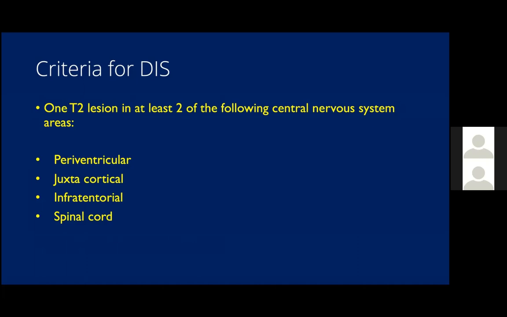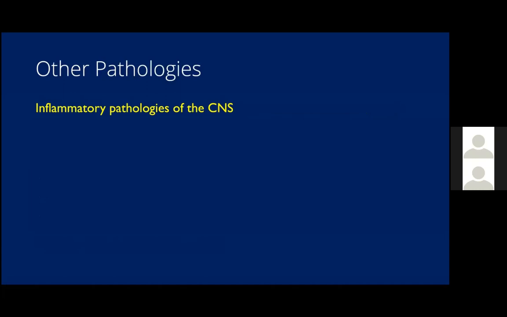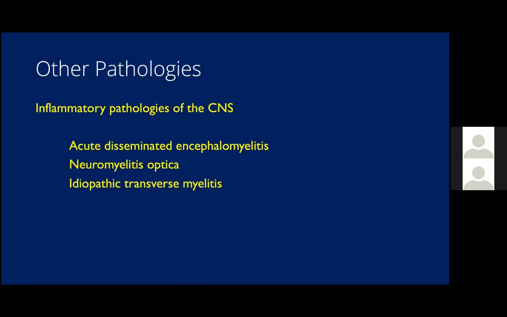We'll talk about these in detail in later slides. So what other pathologies should be ruled out before we can come to a conclusion of MS as a diagnosis? Inflammatory pathologies of the CNS, such as ADEM, which is a great mimicker, neuromyelitis optica, transverse myelitis in the spinal cord especially, Susac syndrome, or vasculitis.